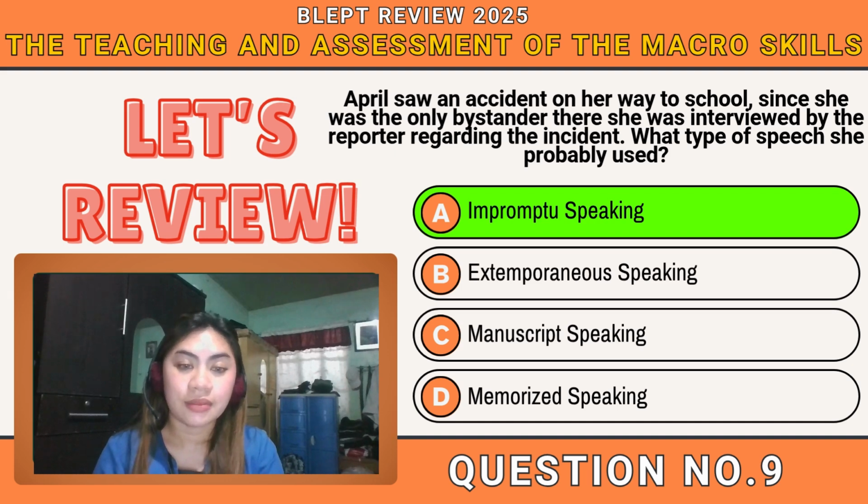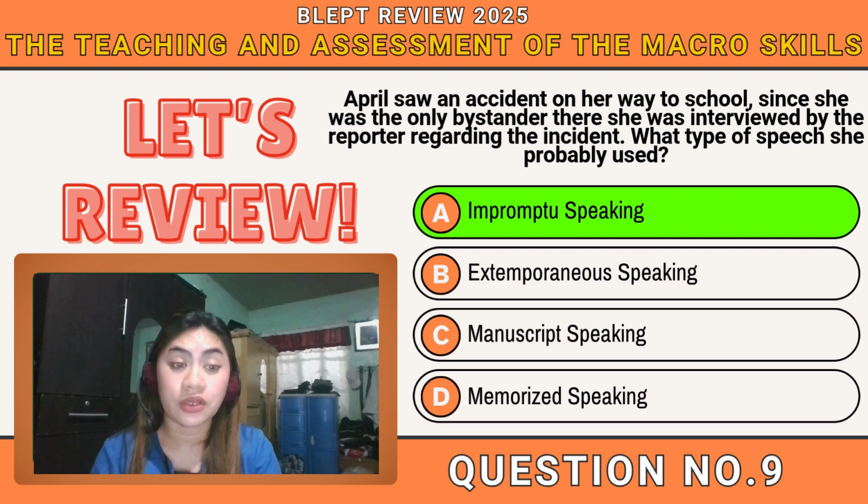Then last is memorized speaking. Memorized speaking is the rote recitation of a written message that the speaker has committed to memory. Examples are actors and artists, who recite from memory whenever they perform on television, stage play, program, or movie scene. When it comes to speeches, memorization can be useful when the message needs to be exact and the speaker doesn't want to be confined by the notes.